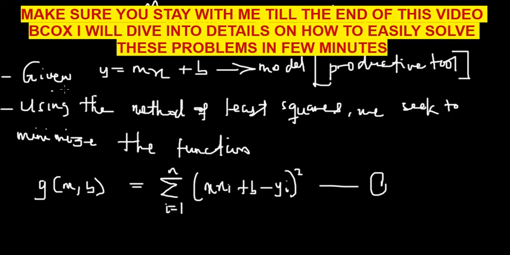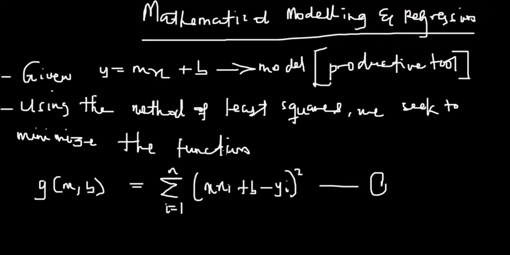So let's say you are given the equation of a line. This is the model: y equals mx plus b. That's the productive tool we usually use for this subtopic, the concept of modeling and regression, using the method of least squares. So we implement the method of least squares and the equation of a straight line. That's the gradient, the intercept, and then we implement least squares.